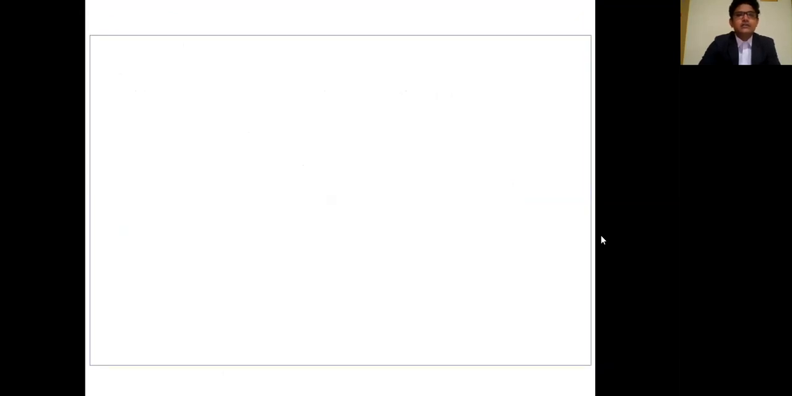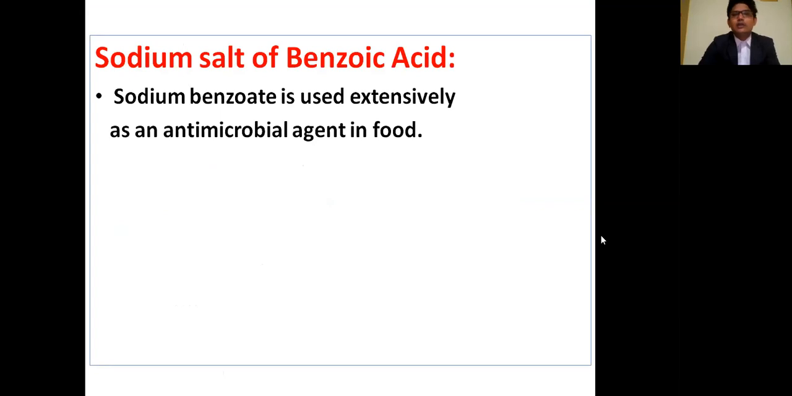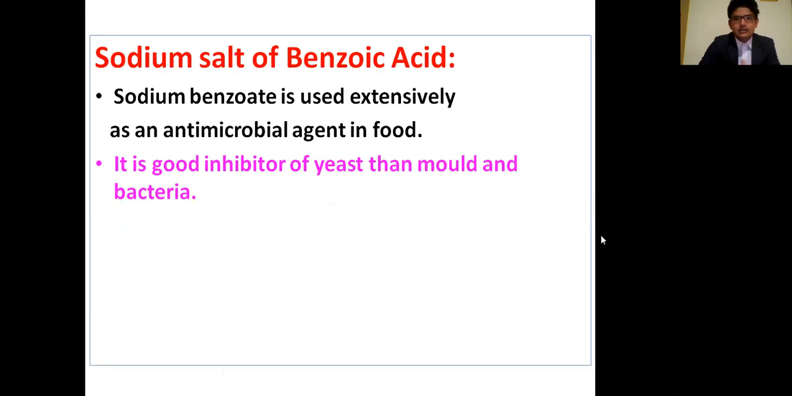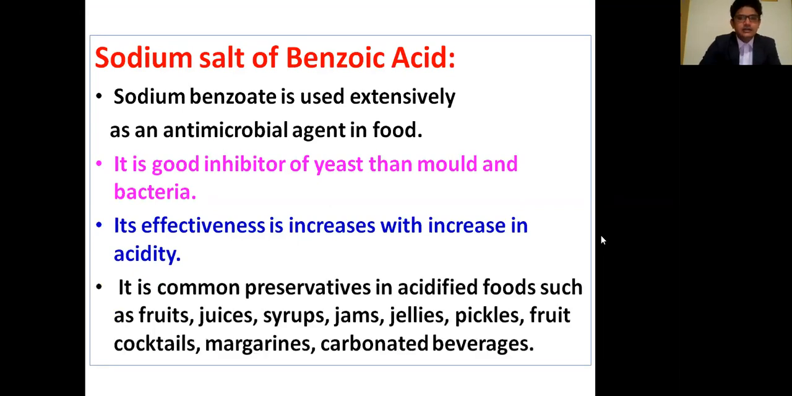The next preservative is the sodium salt of benzoic acid. Sodium benzoate is extensively used as an antimicrobial agent in food. It is a good inhibitor of yeast, more than mold and bacteria. Its effectiveness increases with decrease in pH. It is a common preservative in acidified foods such as fruit juice, syrup, jam, jellies, pickle, fruit cocktail, margarines, and carbonated beverages.